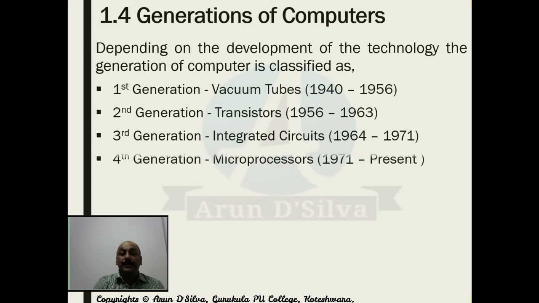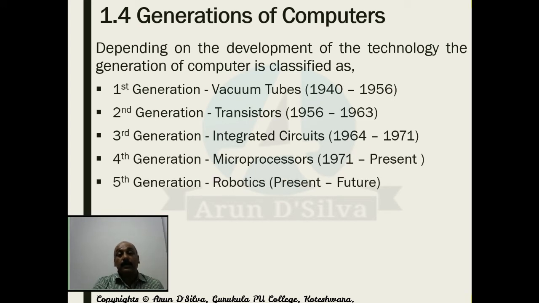Then later, after 1971 till today, all these integrated circuits put together were replaced with the microprocessor, and such computers are called fourth generation computers. And from the present to the future, we can call it the fifth generation computer. That mainly works based on robotics. Already it is there in the market.